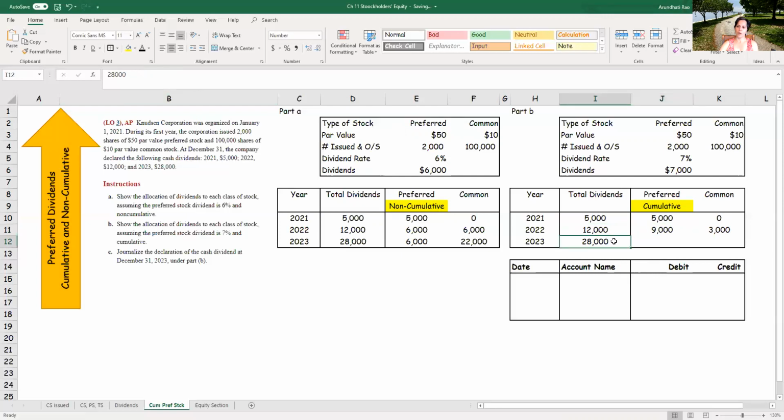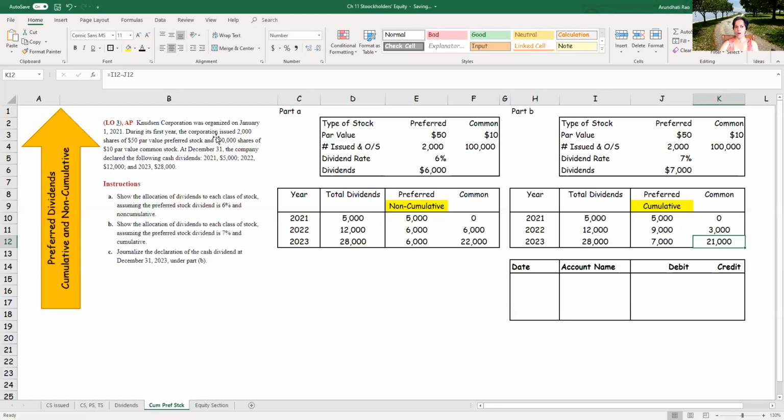So in 2023, when 28,000 is paid out, how much will the preferred stockholders get? They get their $7,000. What do the common shareholders get? Whatever is left over, in this case, $21,000. 28 minus 7 is $21,000 is what they're going to get.